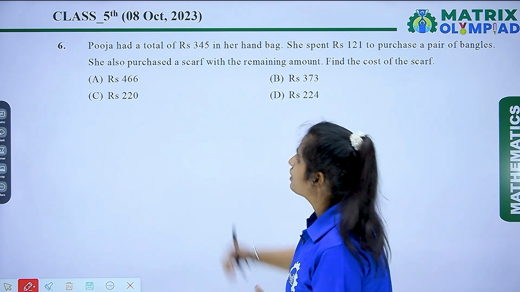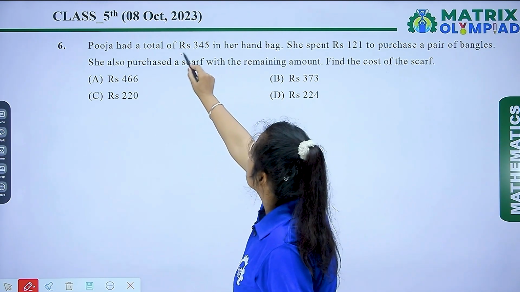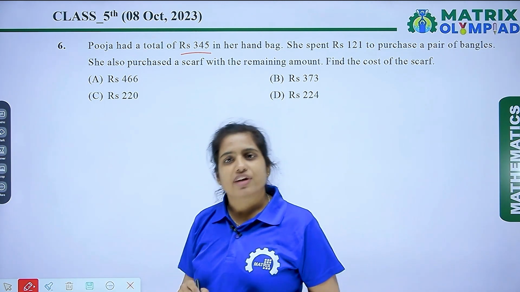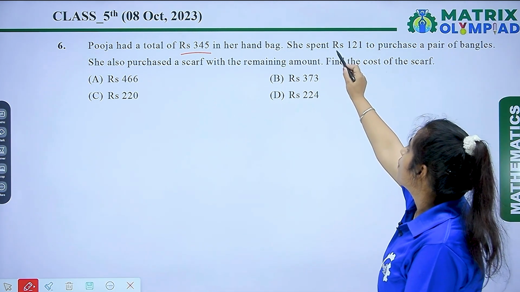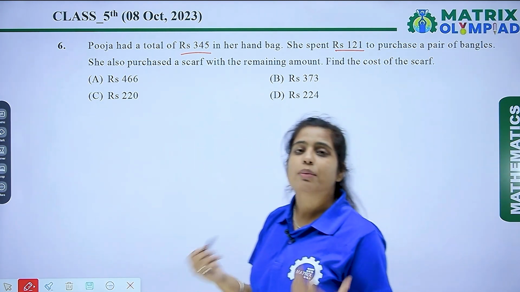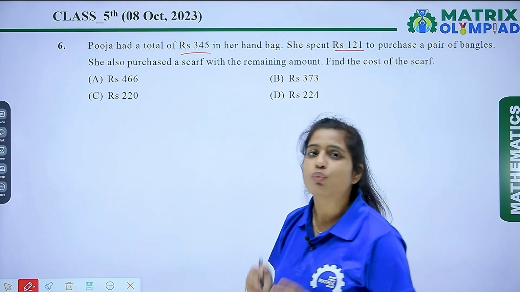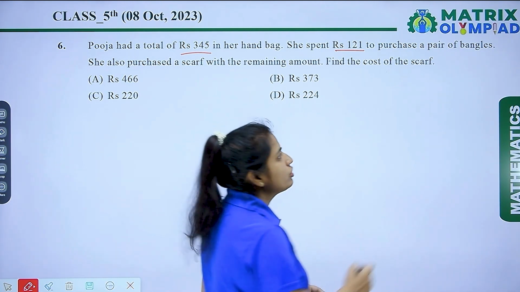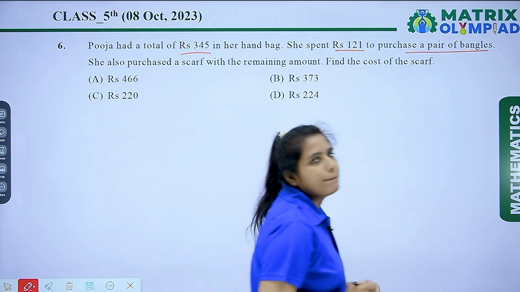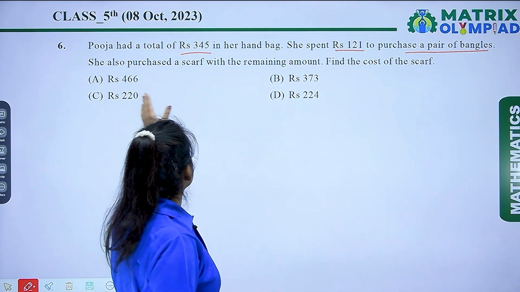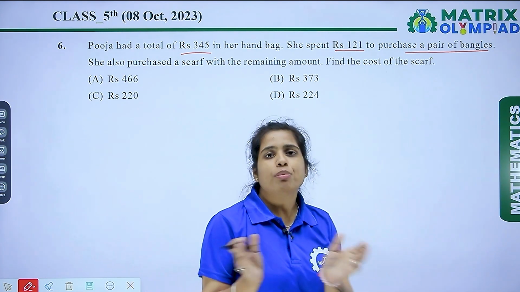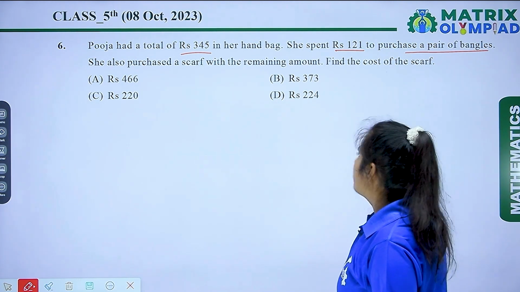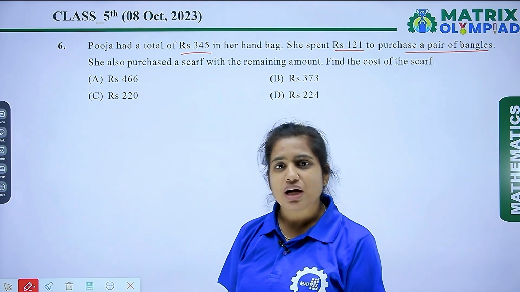In question number 6, Pooja had a total of rupees 345 in her handbag. पूजा के पास 345 रुपीज है. She spent rupees 121. अब पूजा ने कितने रुपीज स्पेंड कर दी, कितना खर्चा कर दिया, 121 रुपीज she has already spent to purchase a pair of bangles. उसने क्या परचेज किया, pair of bangles she purchased. Now she also purchased a scarf with the remaining amount. अब जो पैसे उसके पास बच गए हैं उससे उसने क्या परचेज कर लिया, scarf. Find the cost of the scarf. So simple, we have to find the cost of a scarf.